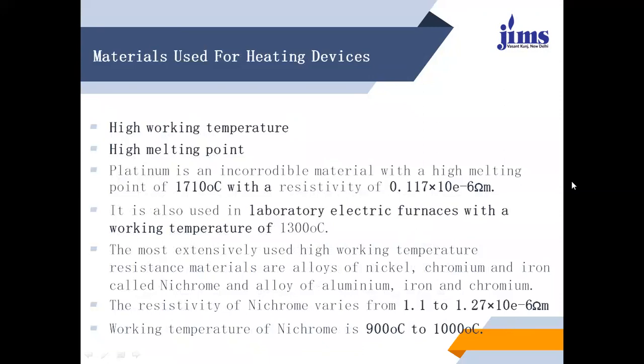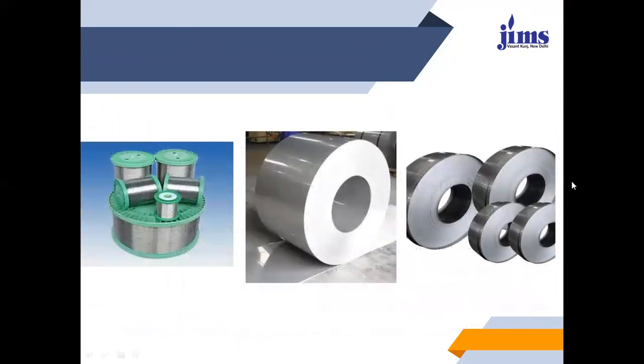The most extensively used high working temperature resistant materials are alloys of nickel, chromium and iron called nichrome, and alloys of aluminum, iron and chromium. The resistivity of nichrome varies from 1.1 to 1.27 into 10 to the power minus 6 ohm meter. The working temperature of nichrome is 900 to 1000 degrees Celsius. It is available in the form of wire, chip, and large strip.